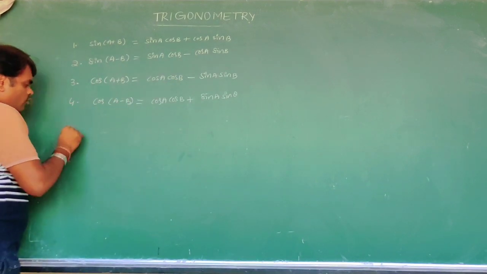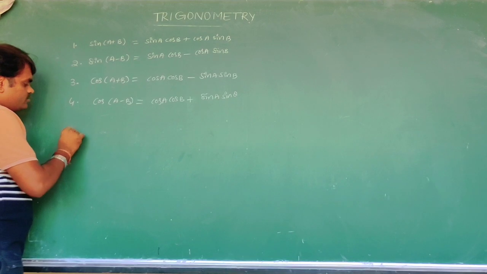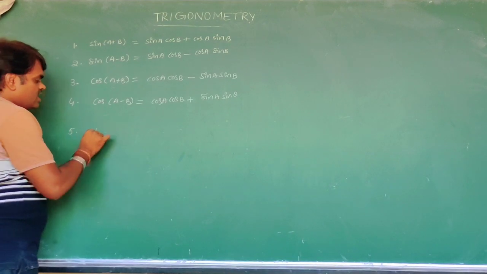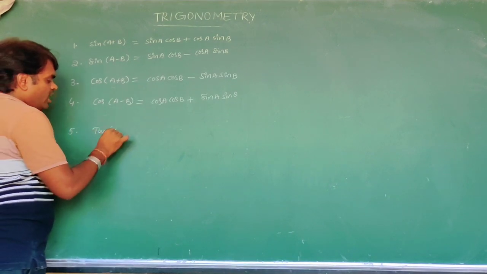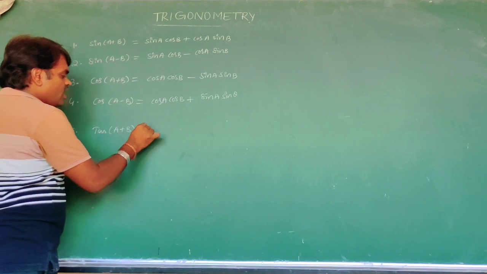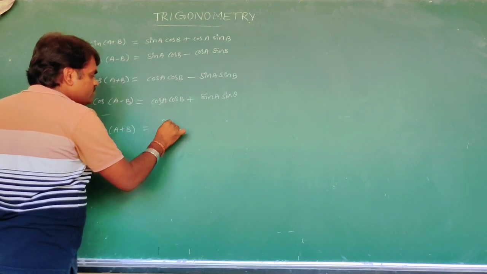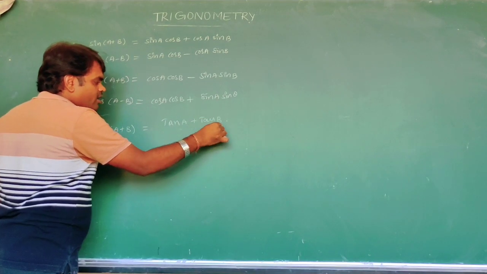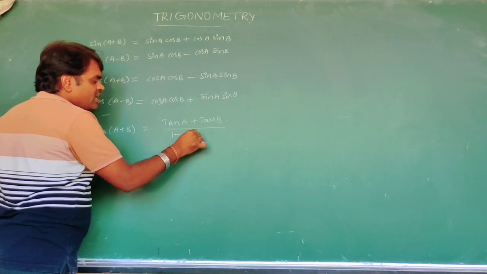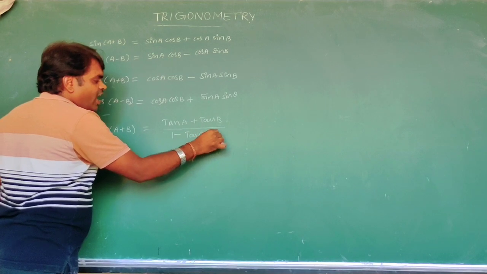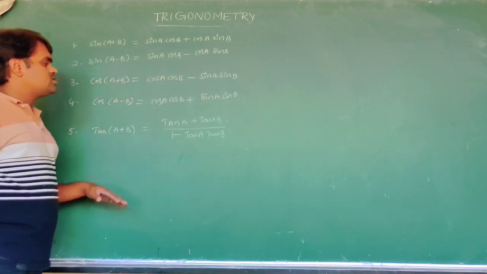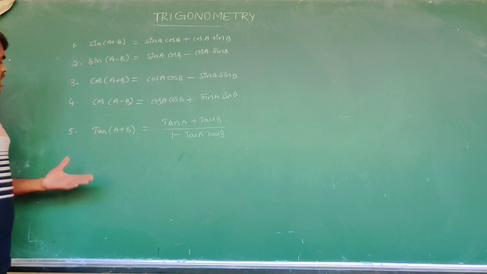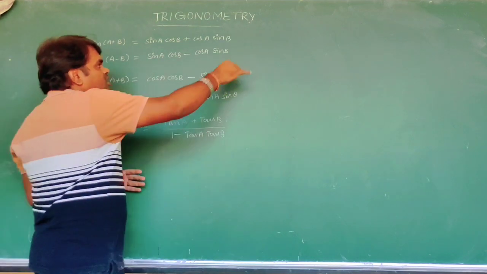And the fifth one, that is tan(A + B), equal to tan A plus tan B by 1 minus tan A tan B. This is a formula. Now we have modified another one.